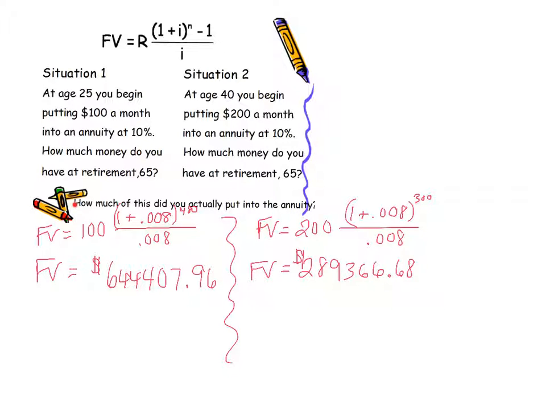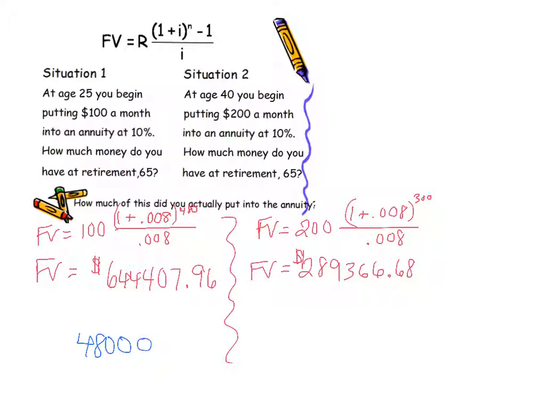I think this is worth noting also. How much of this did you actually put in? How much of that is your money versus how much of it was interest? Looking at situation 1, I made $100 payments 480 times. That's $48,000 I put into that. The rest of this money is all the bank paying me interest on that. So that's a good deal.